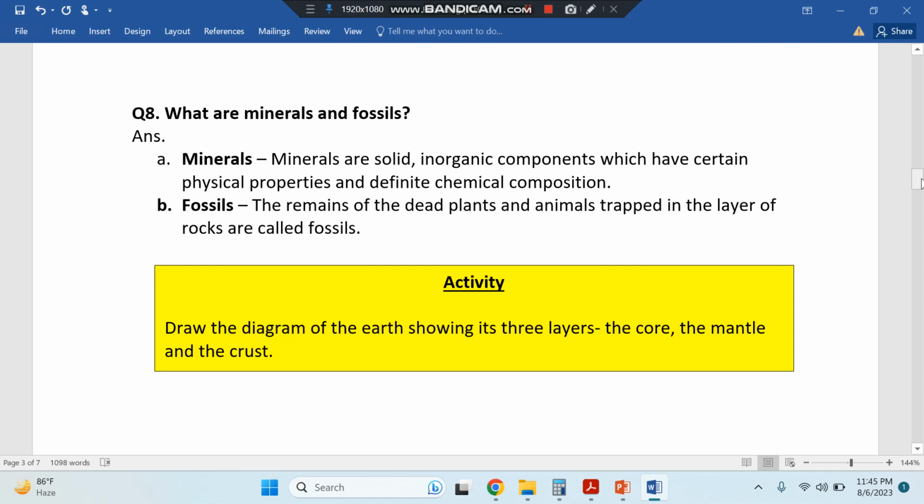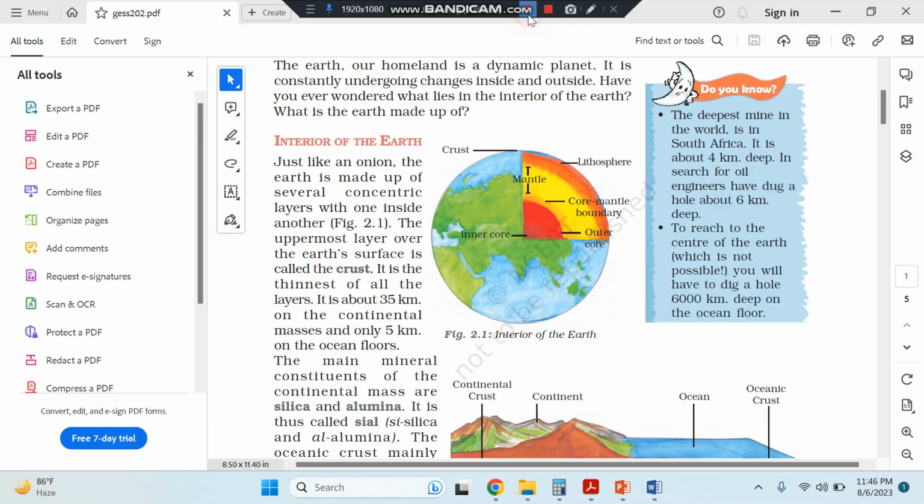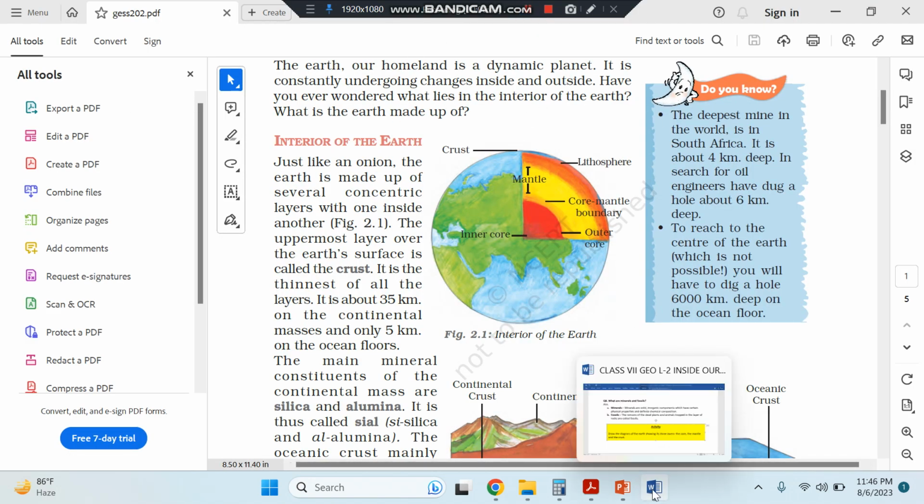These further over millions of years turn into coal, petroleum and natural gas, and that is why coal, petroleum and natural gas are called fossil fuels, because they are formed through fossils. So draw the diagram of the earth showing its three layers, the core, mantle and the crust, and even draw a diagram of the rock cycle that I just showed you. It is this diagram that you have to draw as an activity.